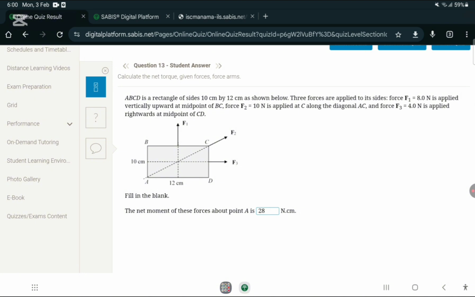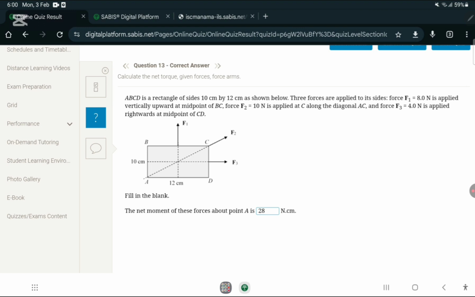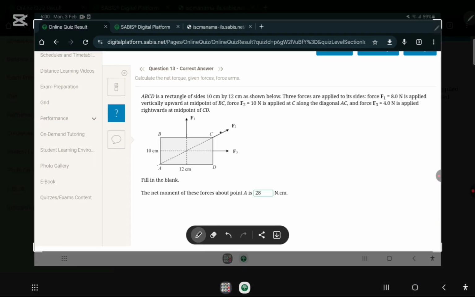Okay, this one is easy as well. They want the net moment. First thing we can say is they said that about point A, so A is the axis of rotation. F2 intersects with it, so it's 0. Cancel it out. And force 1 is going to be going like this, and it's going to be half of AD, the distance. And they wanted Newton on centimeter, so we don't need to convert it to meter. Force 1 is 8, so we do 8 times 6, which is going to give us 48.